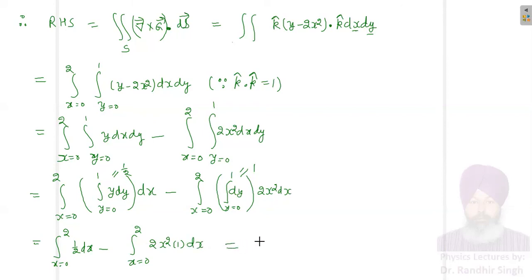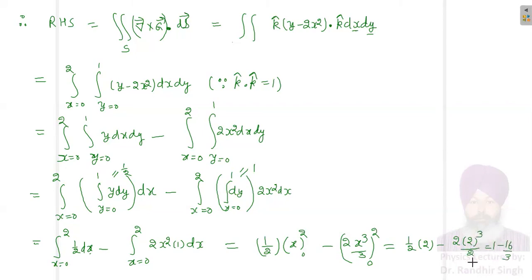In the next step you can see that this integration will be half, and the integration of dx will be x, with limits 0 to 2, minus, similarly this will be 2x cube by 3, with limits from 0 to 2. If I find this answer, it will become half into 2 minus 2 into 2 raised to power 3 by 3. It will be simply 1 minus 16 by 3, and it will be minus 13 by 3.